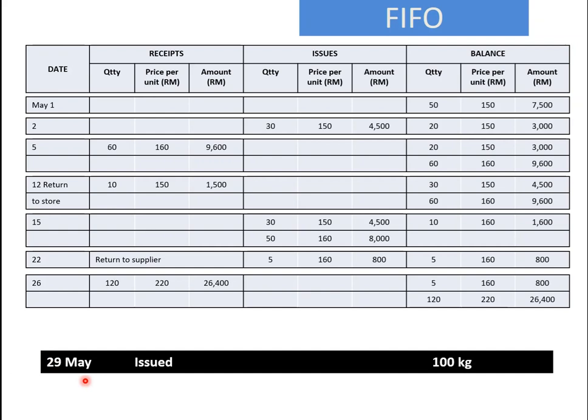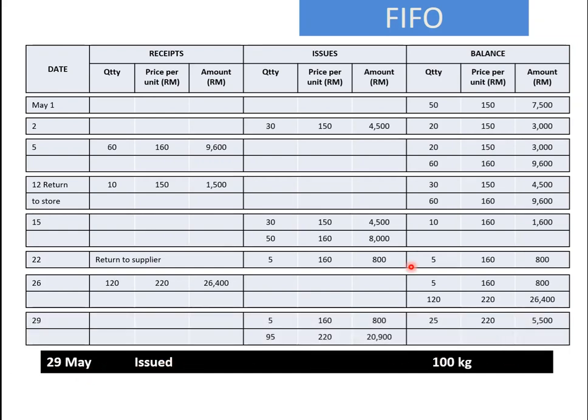And on 29 May, issued 100 kg. So issued meaning the stock out. So we must send the first batch, which is 5 kg at RM 160. So the balance 95 we take from the next batch, which is at 220. So 120 minus 95, then the balance is 25 kg at price of 220 per kg.